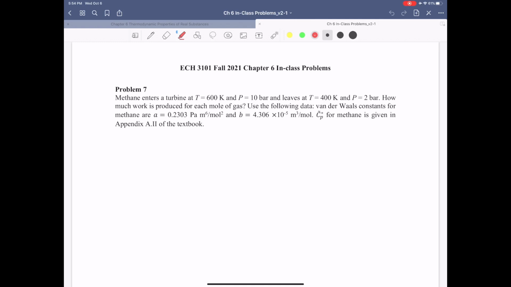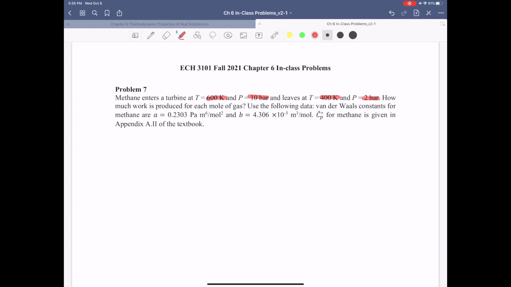In this problem, we're going to practice applying the method of departure functions in order to calculate thermodynamic properties in our system. What we're going to look at is a fairly straightforward system. What we have is methane entering a turbine where the inlet stream is at a temperature of 600 Kelvin and the pressure is at 10 bar. And the outlet stream, we're even told both the pressure and the temperature. It's 400 K and 2 bar.